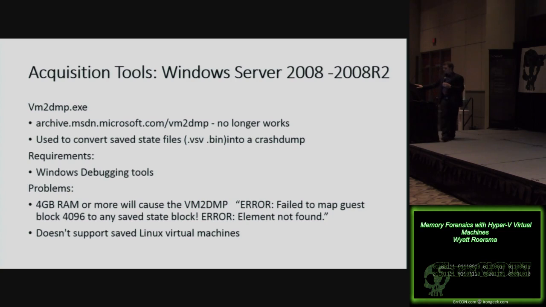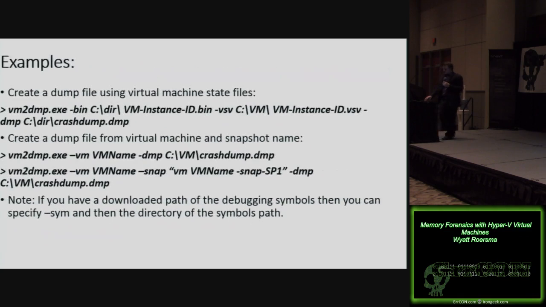So basically, with the Windows debugging tools installed, you can take a VSV and a .bin file and convert it into a crash dump, which, if you're familiar with Volatility, you can either convert into a raw file, or analyze with the crash dump address space that Volatility supports. The problem with this tool, however, that I found is that it has a 4 gig RAM limit. So if you have a virtual machine that's larger than 4 gigs, you can't convert it. And one of my biggest caveats is if you have a Linux virtual machine that's saved, you can't convert it at all, because it doesn't have the symbols to do that. It only supports converting Windows virtual machines, which is a complete nightmare and not really helpful.